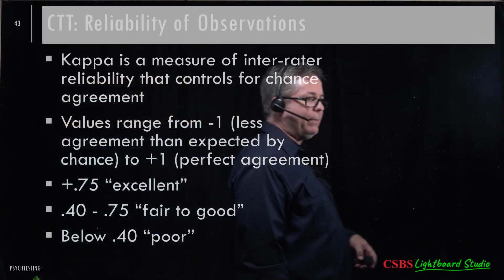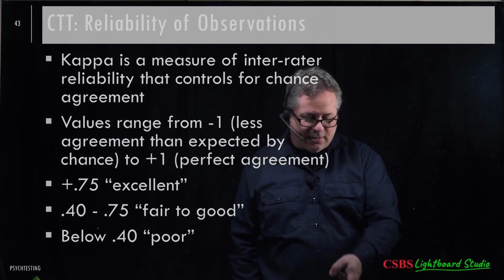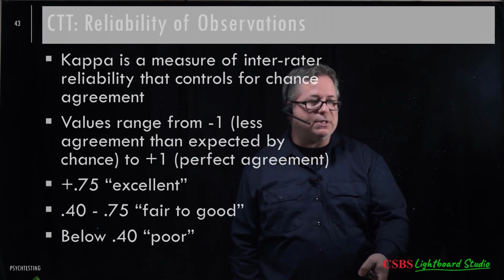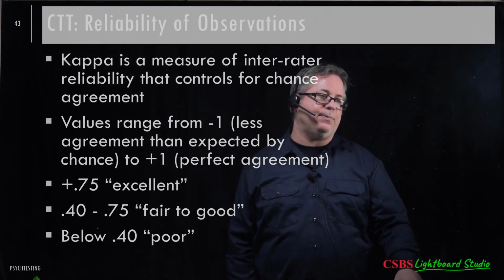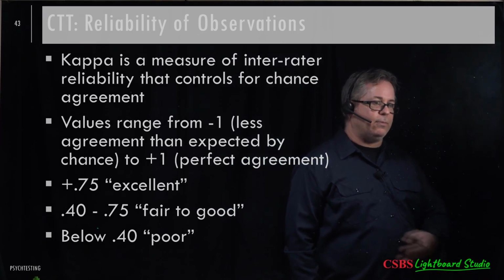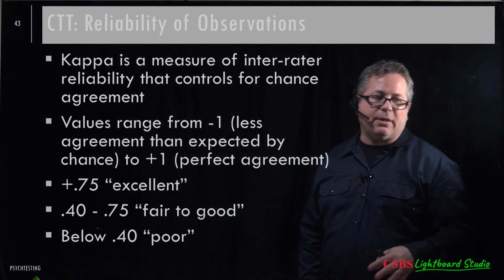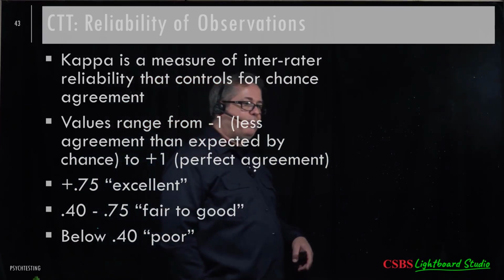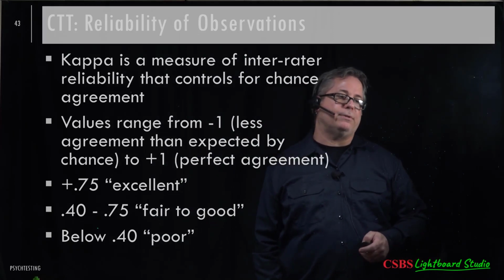This is something called Cohen's kappa, a measure of inter-rater reliability. So now we have test-retest, parallel forms, split half, which is just another way of doing parallel forms. We have internal consistency, which is Cronbach's. And now we're talking about inter-rater reliability that controls for chance agreement. Values range from -1, which means there's not very much agreement at all, to 1, which is perfect agreement. Something like 0.75 is excellent. Between 0.4 and 0.75 is fair to good. Below 0.4 is very poor agreement between your raters.